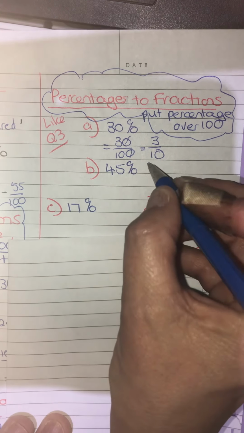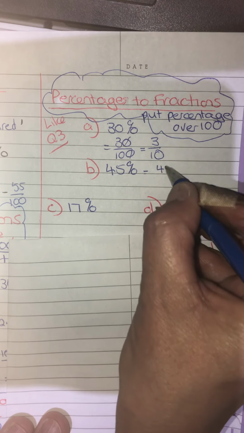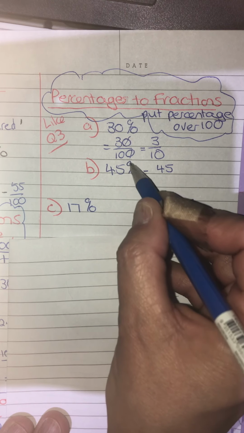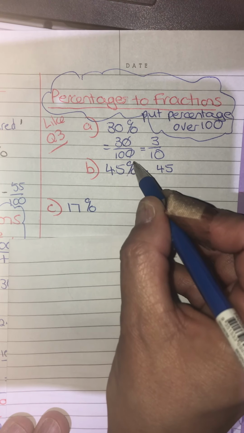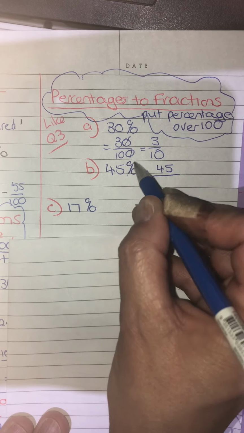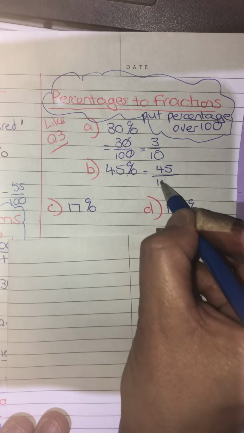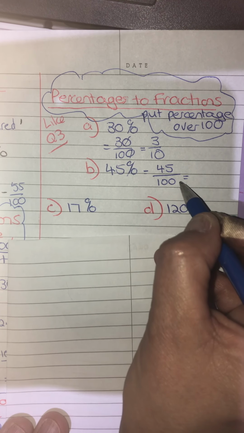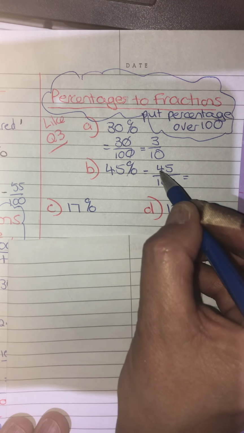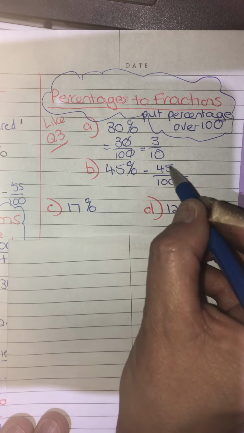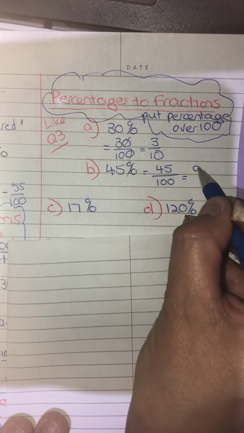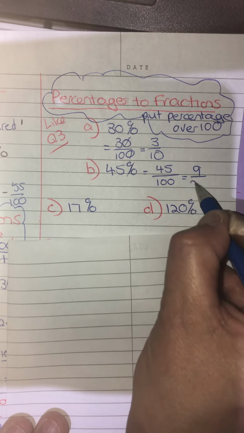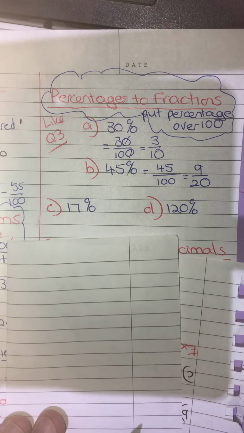All right, let's try 45. So that will become 45 over 100. And the trick, if you get confused which way is which, is to think of percent as over, there's the 1 and the 2 zeros. So over 100. Now you need to find something that goes into both of those. 5 goes into both. So 45 goes 9 times, and 5 into 100 will go 20 times.